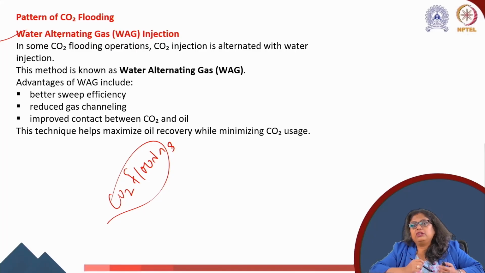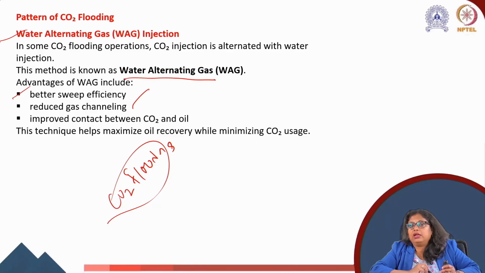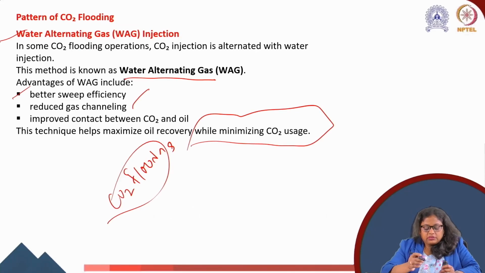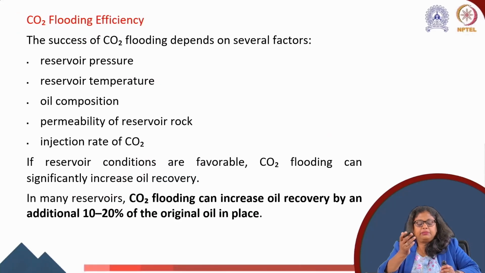In some CO2 flooding operations, CO2 injection is alternated with water injection. This method we call water alternating gas, or WAG. So what is the advantage of WAG? It improves sweep efficiency, reduces gas channeling, and improves the contact between your oil and CO2. This technique helps to maximize the oil recovery while minimizing the CO2 use, because alternately you are using the water. That's the name suggested, water alternating gas. So this is some idea about the flooding patterns.